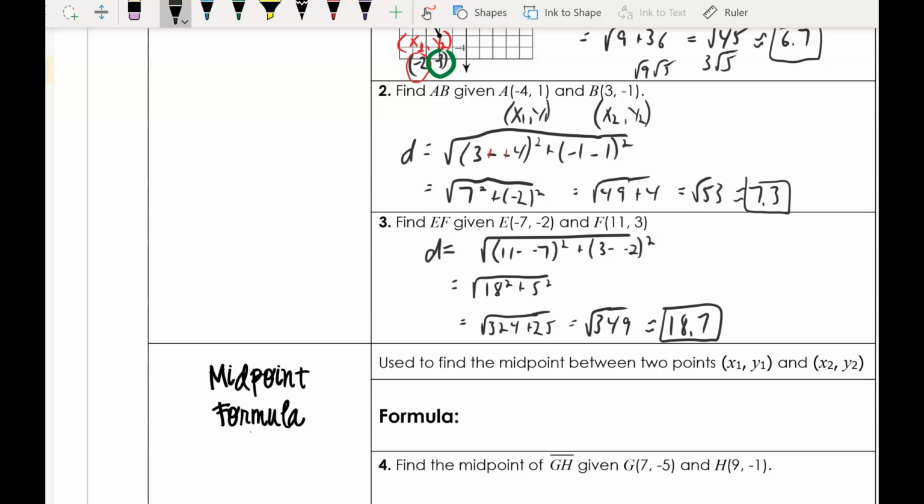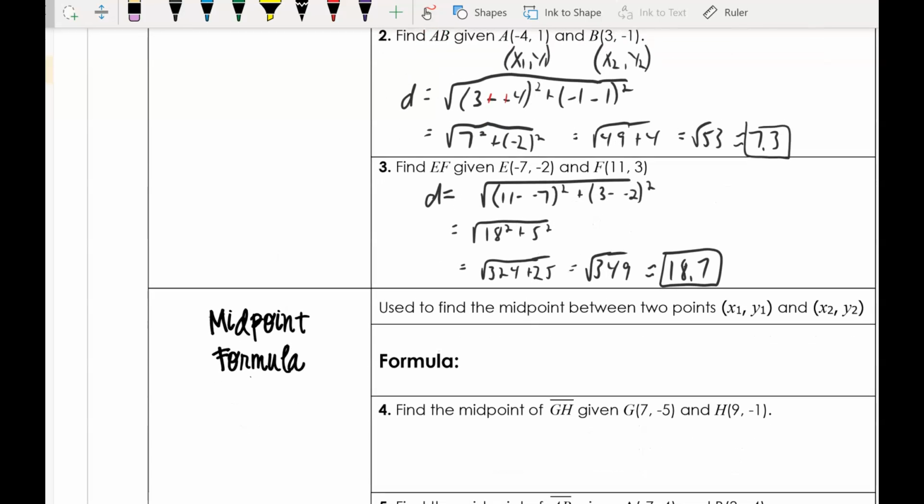And by the way, make sure you do have a calculator that has a square root key. You can use your phones for that calculator. You can get a simple calculator online. There's lots of apps out there. So make sure you've learned how to use that square root key on whatever calculator you're using.